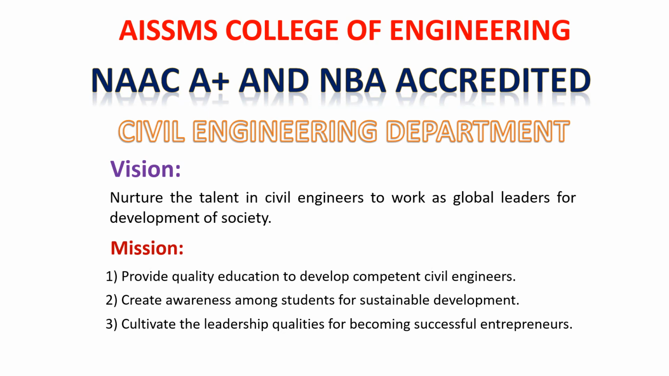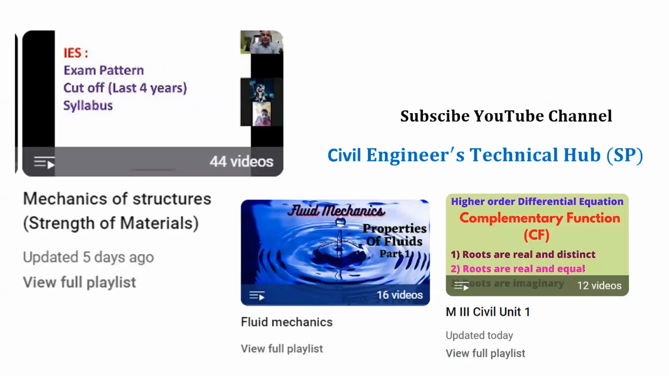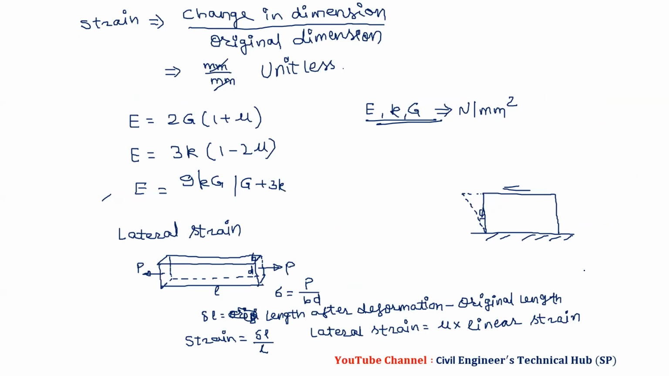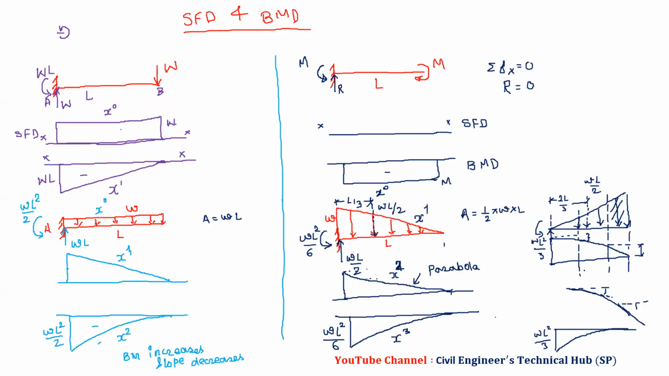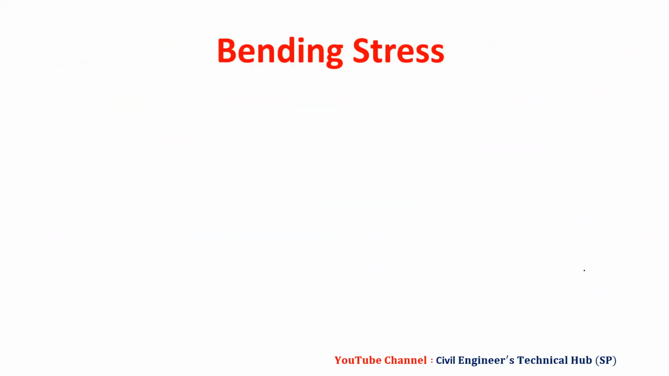Now we are going to see unit 1, we have already seen, unit 2 also we have seen, and now we will go to unit number 3. So, just stresses, then relationship, determinate, indeterminate, temperature stresses, SFD, BMD, cantilever, SFD, BMD, simply supported. And now switch over to the bending stress.